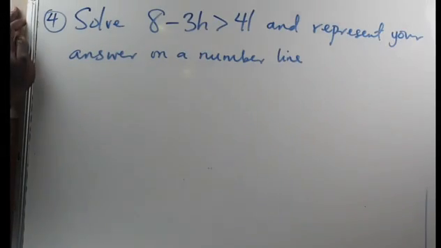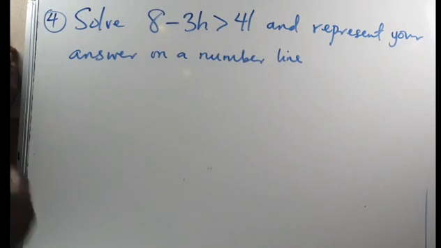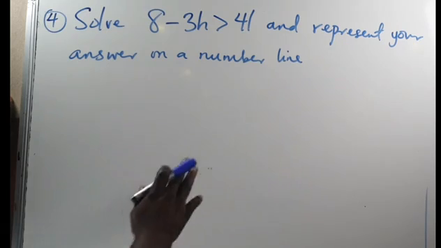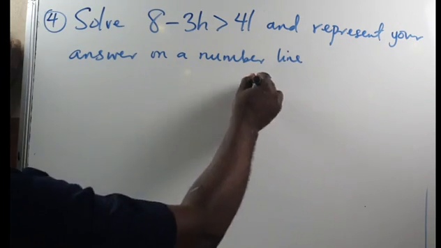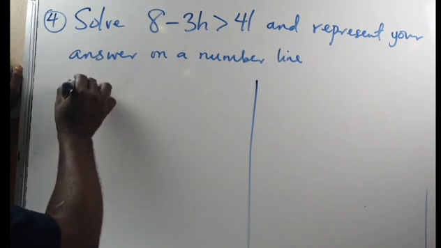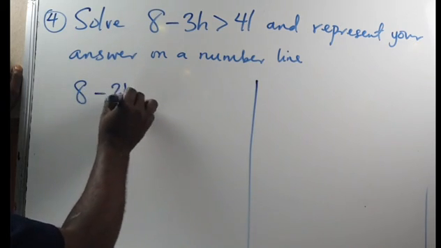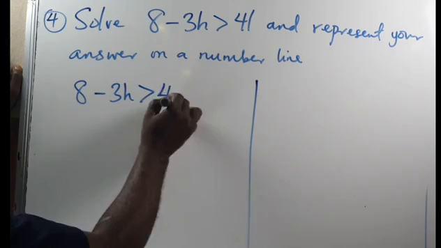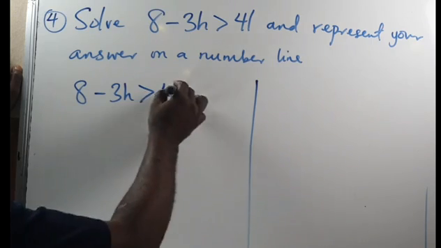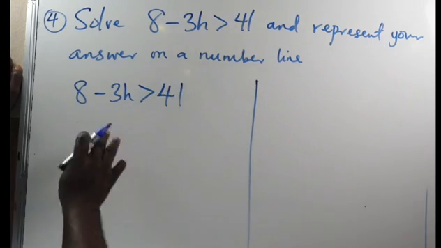All right, this question is on inequalities, and we have to solve 8 minus 3h greater than 41 and represent your answer on a number line. So how do we solve this? The same way we solve simple equations is the same way we're going to solve this as well. So let's look at it now. We have 8 minus 3h greater than 41. Right, 41 here. Good.